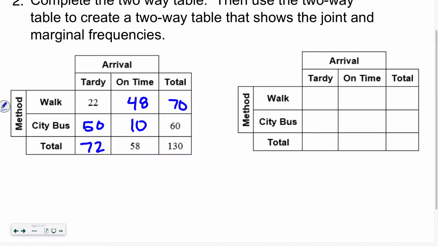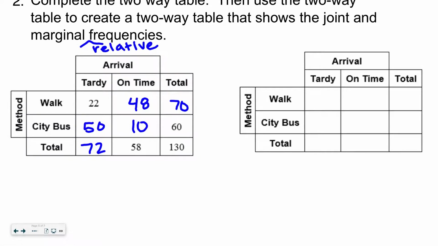For the next part of this, we want to add in here the joint and marginal relative. I'm sorry, I forgot relative. Okay, you should say relative frequencies. Okay, so remember, if you're asked about relative, it means what? Ratio. It's a relation of two quantities.